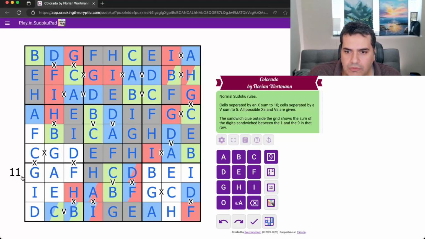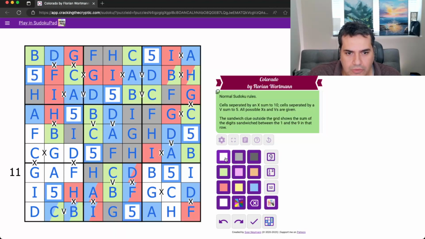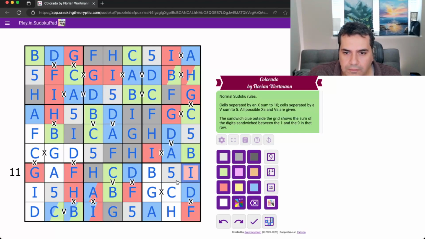So let's take a look at row 7, where we've got this sandwich clue to hopefully help us turn all of this into actual digits. So first off, let's just replace all these with 5s. We know that's true. And we may as well correct their colors whilst we're here. I'm just going to color the last row only because it will help us see this a bit more clearly. And explain why in a second, why this is going to help us.